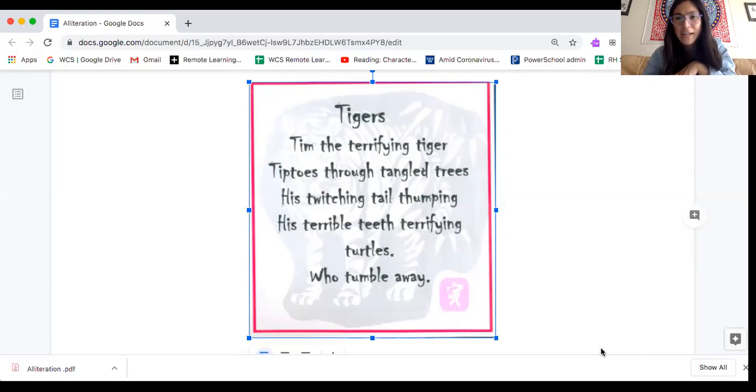Wow, what a scary tiger. Let's think, what were some examples of alliteration you heard? Maybe it was Tim, terrifying, tiger. All start with the t sound. Tiptoes, tangled trees. Again, the same beginning sound. Twitching tail, terrible teeth, terrifying turtles. That was a mouthful at the very end. And tumble. All of those are examples of alliteration because they start with the t sound.